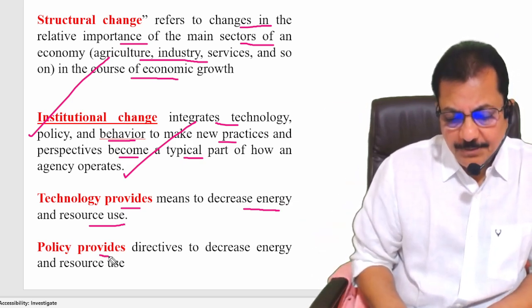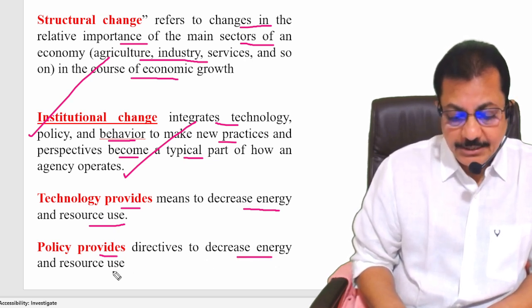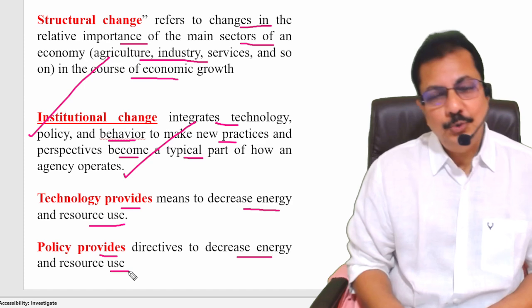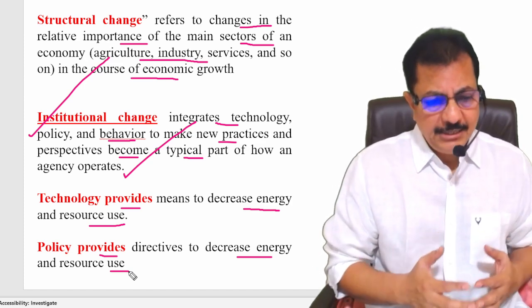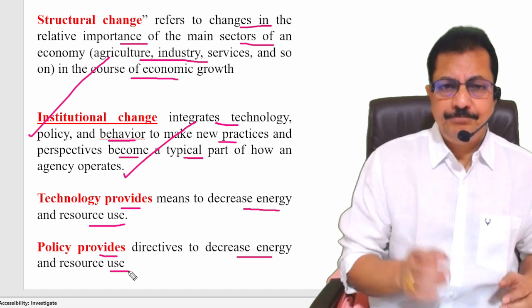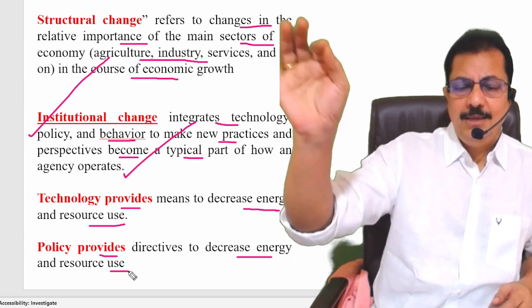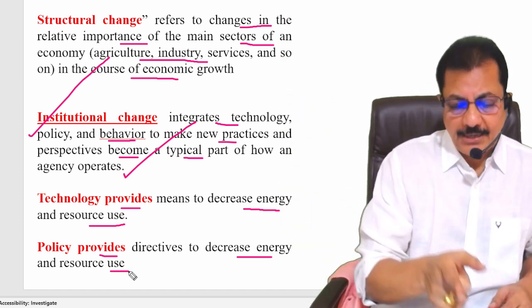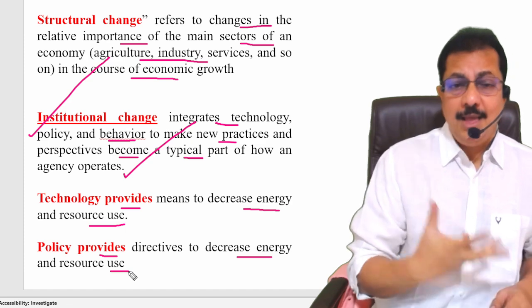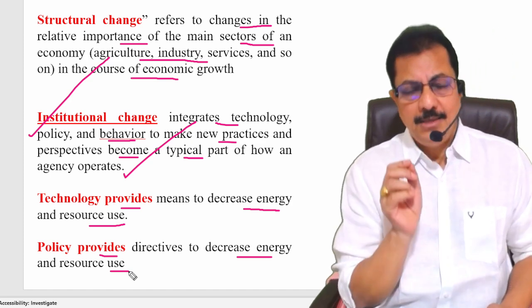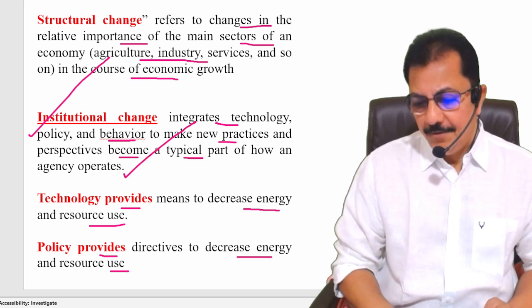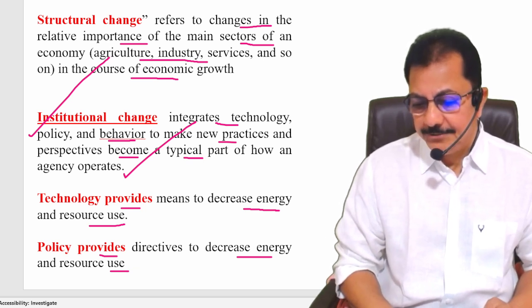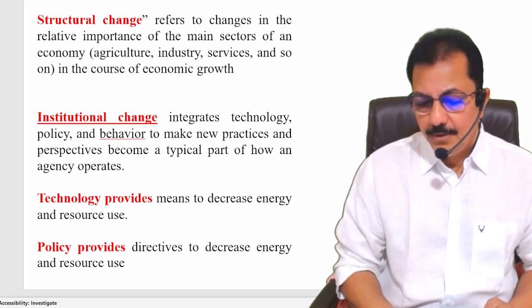Similarly, policy provides directives to decrease energy and resource use. Clear? So by spending less energy, by spending less amount of resources, you must achieve the desired objectives, and that comes with the policy, and policies are made by the people who are there in the government. Am I clear? Very important. Next.